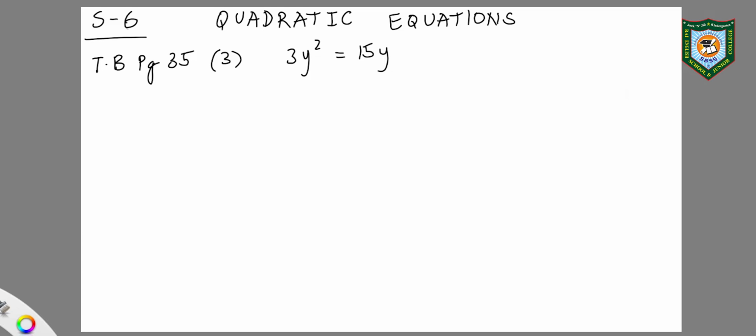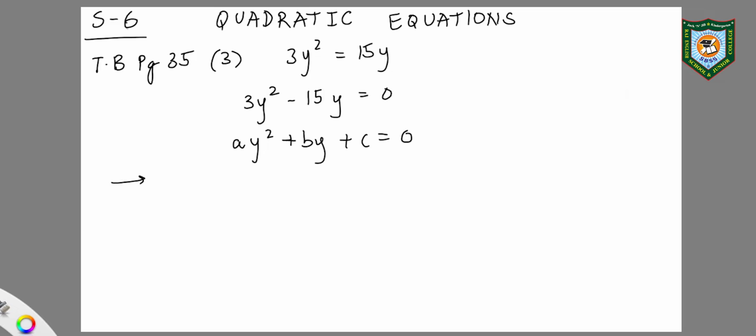So we'll start out by bringing it to our standard form. So our standard form is 3y square minus 15y is equals to 0. Now, comparing it to our standard form, ay square plus by plus c is equals to 0, we have a is equals to 3, b is equals to minus 15, and my c value here is 0. There is no value for c.